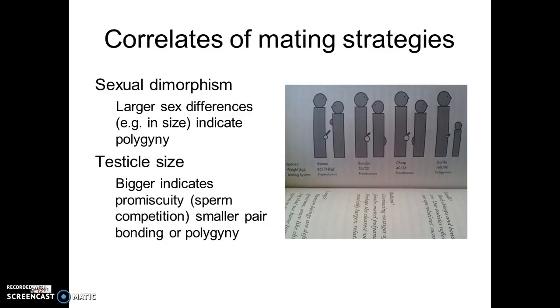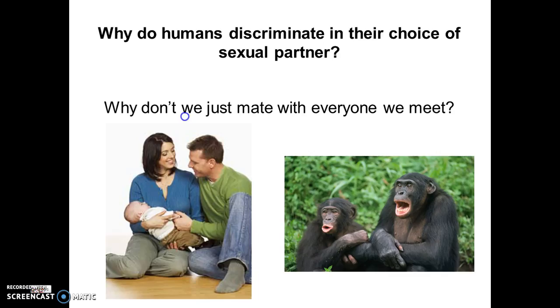So there are a number of physiological correlates of mating strategies, and if we compare ourselves to other primate species, we can suggest that we are maybe more promiscuous than gorillas, because of the comparatively large testicle size in humans, but not as promiscuous as bonobos and chimpanzees, although obviously there is other evidence for this too.